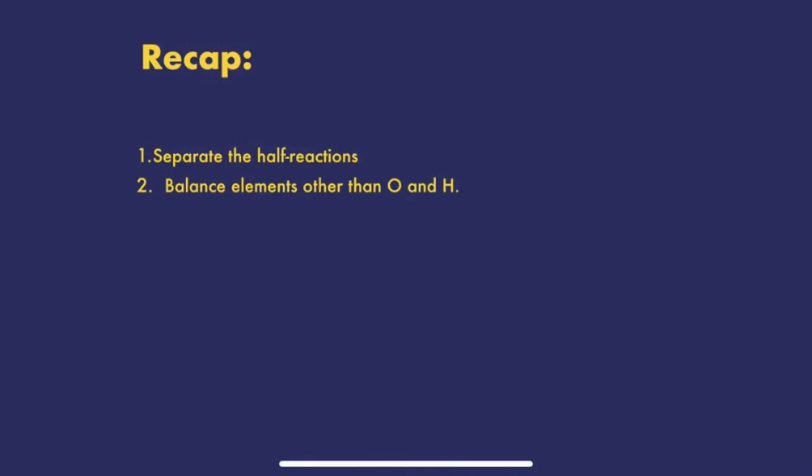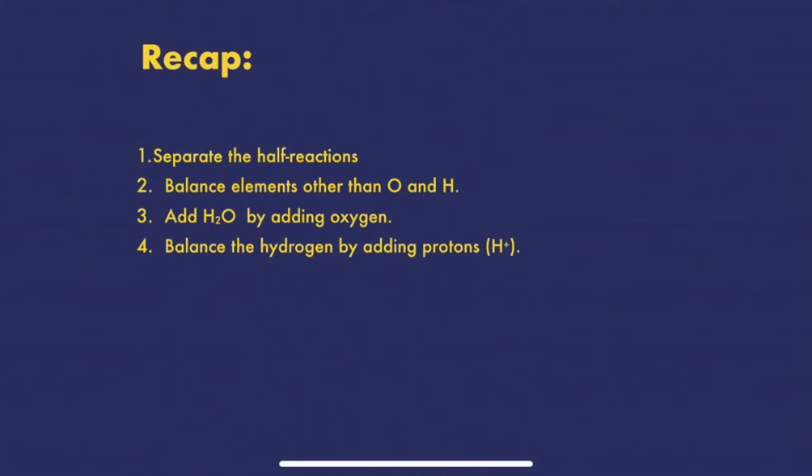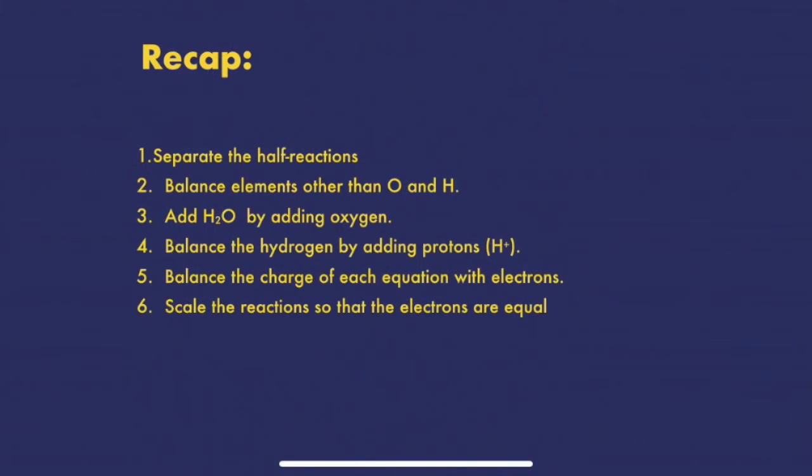Let's recall the steps. 1. Separate the half reactions. 2. Balance elements other than oxygen and hydrogen. 3. Add oxygen by adding molecules of H2O. 4. Balance the hydrogen by adding protons. 5. Balance the charge of each equation with electrons. 6. Scale the reaction so that the electrons are equal. And 7. Add the reactions and cancel out common terms.